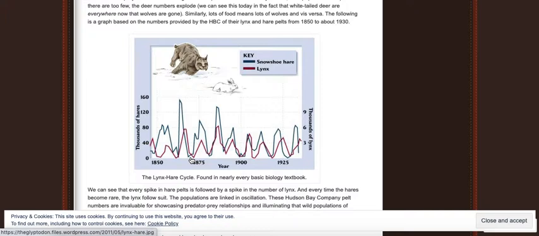A density independent factor is one that will come and wipe out populations regardless of how many are there. So, for instance, a drought. A drought doesn't care if there's a lot of a certain kind of animal or plant in the area.